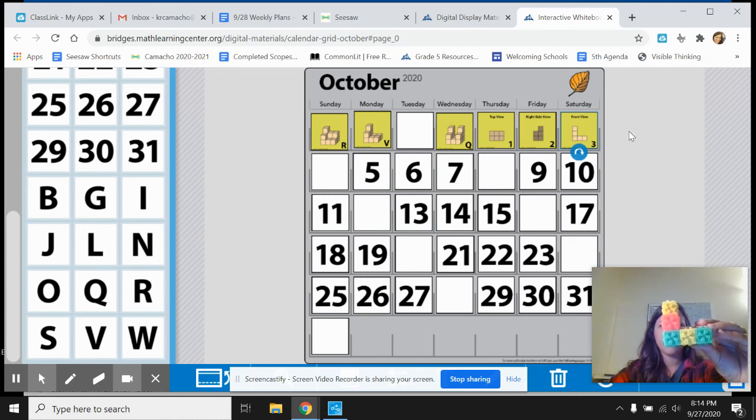Clue 3. And finally, before I get cut off, we have Q. Is Q matching this? Can't wait to see what our mystery building is.